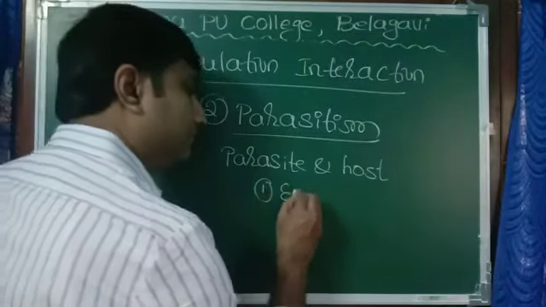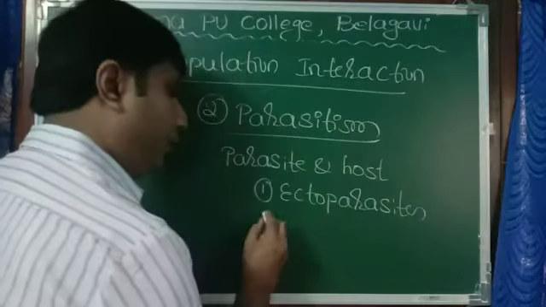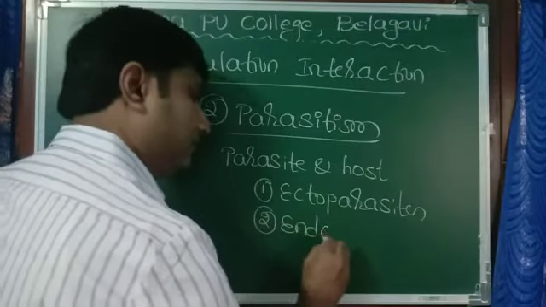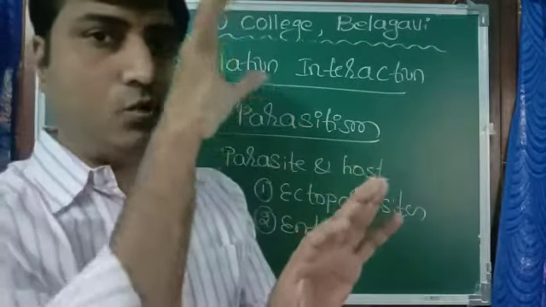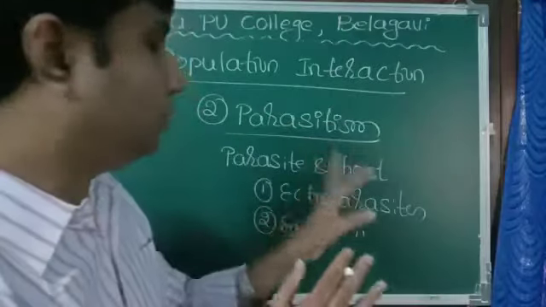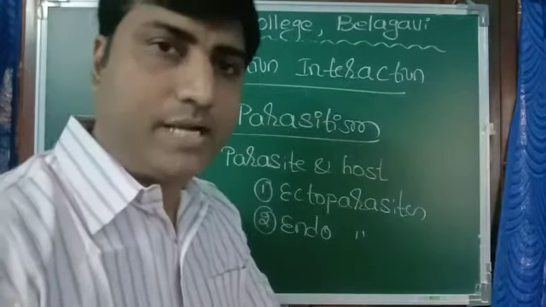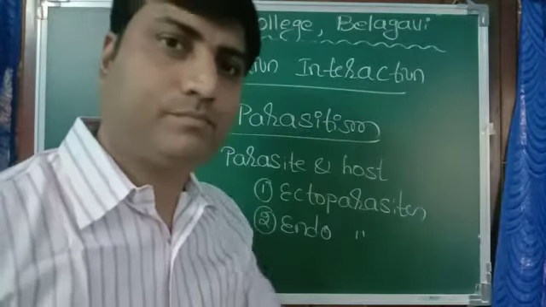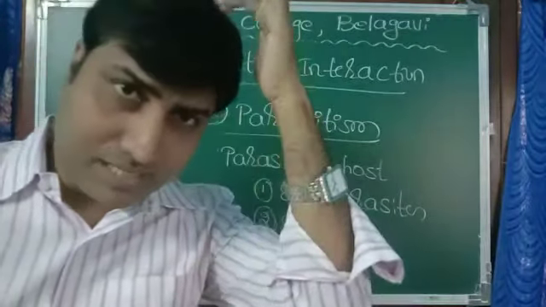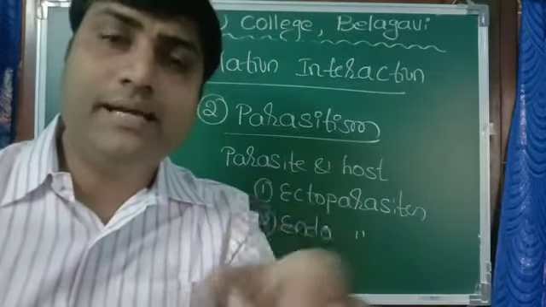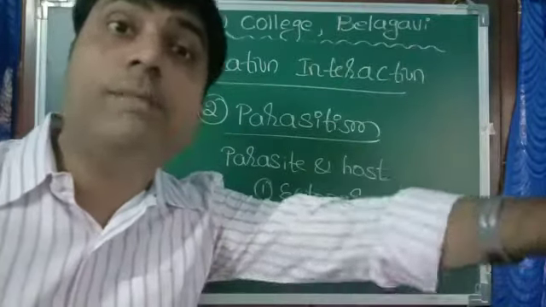Ectoparasites and endoparasites. Ectoparasites feed externally. They are dependent on the outside body structure of the host. One example is the leech. A leech attacks from outside and sucks our blood. Ticks, mites and lice present in our hair also attack from outside. These are ectoparasites.